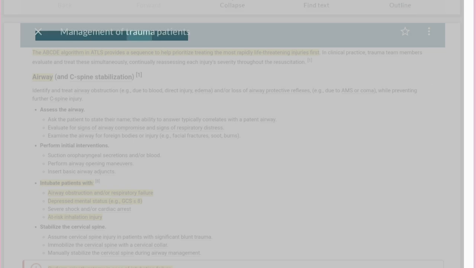Management of trauma patients. The ABCDE algorithm in ATLS provides a sequence to help prioritize treating the most rapidly life-threatening injuries first. In clinical practice, trauma team members evaluate and treat these simultaneously, continually reassessing each injury's severity throughout the resuscitation. Airway and C-spine stabilization.